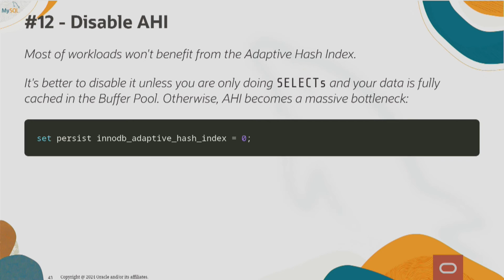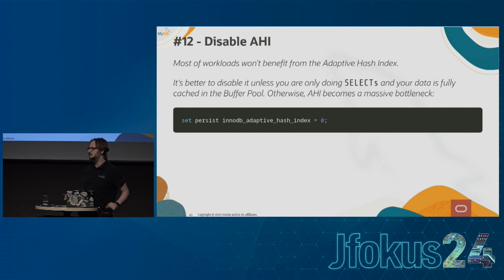Disable the adaptive hash index. This is enabled by default still now. Maybe it will change, but nobody benefits from it unless you only do selects and all your working set is in the database. Otherwise, if you have secondary indexes and stuff like that, it slows down. So the adaptive hash index, you should get rid of it.